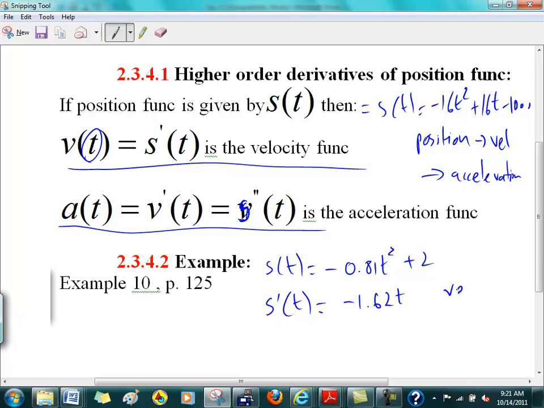Okay, so this is velocity. And if you differentiate one more time, what do you get? Negative 1.62. And the units that they're using are meters, and so this is meters per second squared. What are the units for velocity? Meters per second. And position? Just meters. Okay?